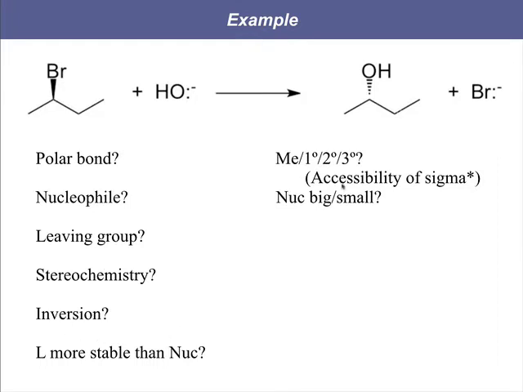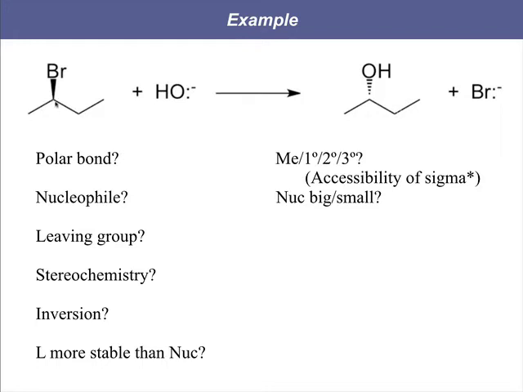Is L more stable than the nucleophile? Yes, indeed. Bromide is more stable than hydroxide. Hydroxide is a strong base. Bromide is the conjugate base of hydrogen bromide. Hydrogen bromide is a strong acid. So the conjugate base of a strong acid would be a weak base. So bromide is a weak base, which means it's stable. Hydroxide is a strong base, which means it's unstable. So our leaving group is more stable than our nucleophile. How about the accessibility of our sigma star?